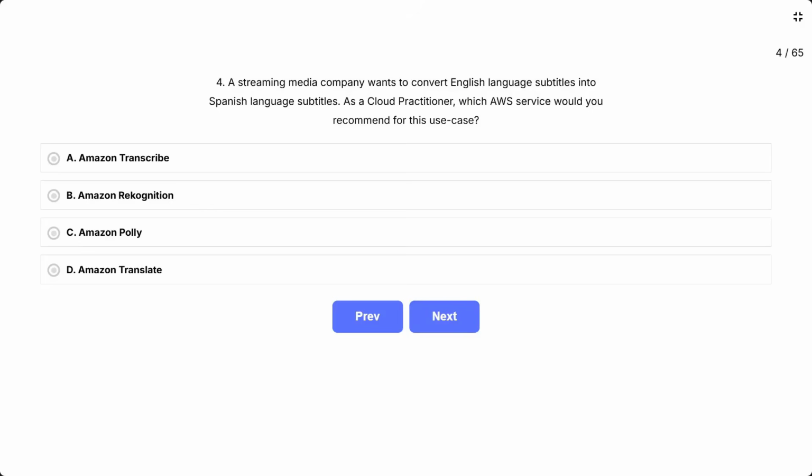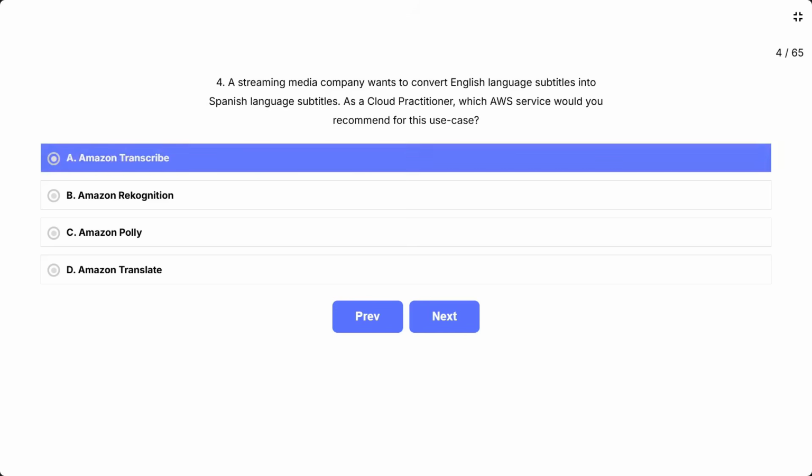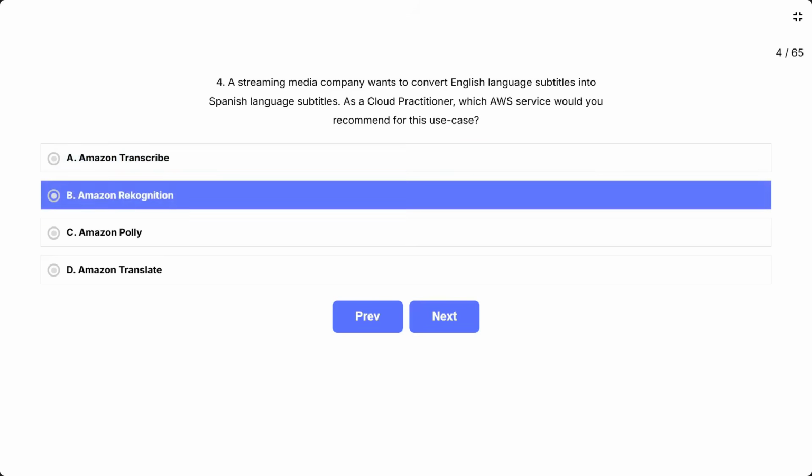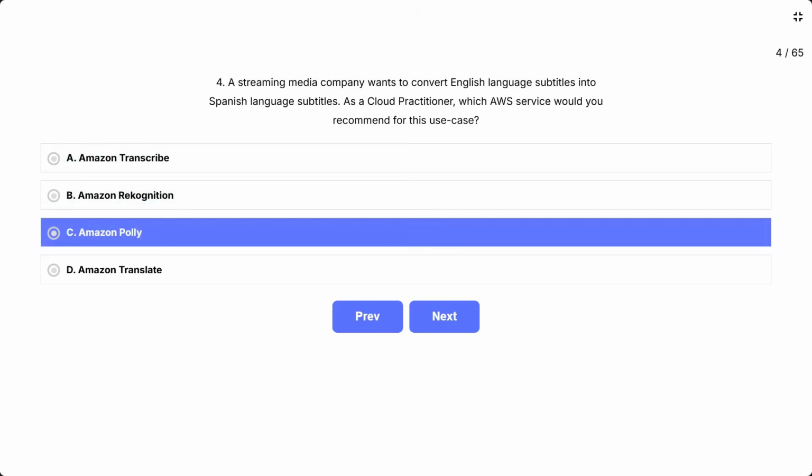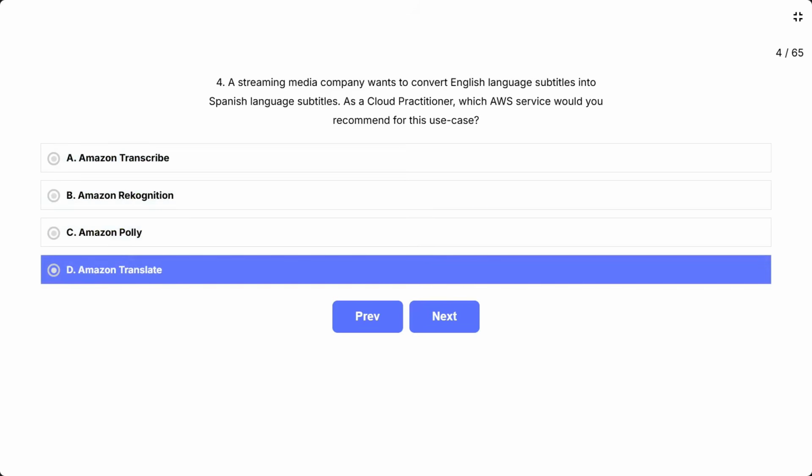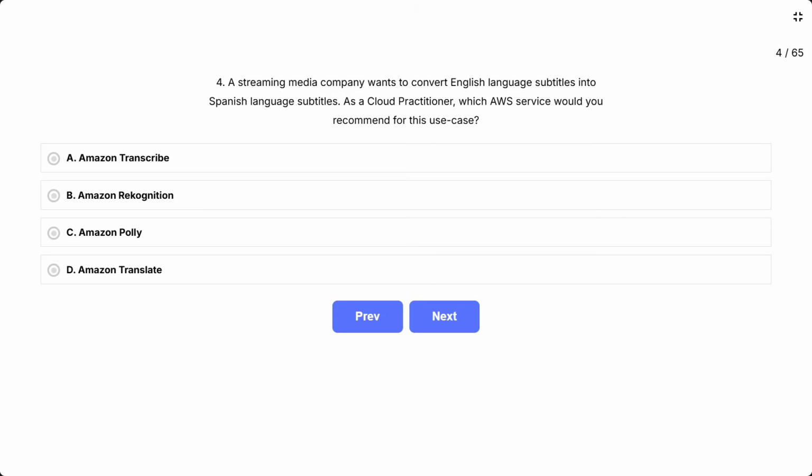Question 4. A streaming media company wants to convert English language subtitles into Spanish language subtitles. As a cloud practitioner, which AWS service would you recommend for this use case? The options are A. Amazon Transcribe, B. Amazon Rekognition, C. Amazon Polly, D. Amazon Translate. This question is asking which AWS service can convert text from one language to another.